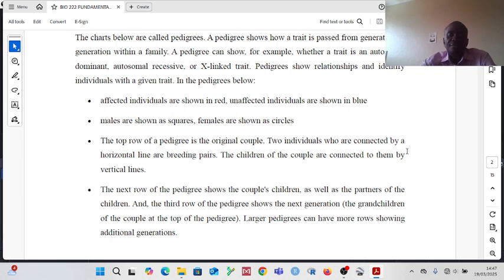So all the children that this couple got will be represented in the next row. Okay. So you have the first row of the couple, then the second row of the children. Then if these children also have their own children, which means now the grandchildren of the first couple, the original couple, they will be now on the next row, which is now the third row. Okay? So you can increase pedigrees to as many rows as you want just by showing the additional generations. Okay? You can have as many rows as you want.